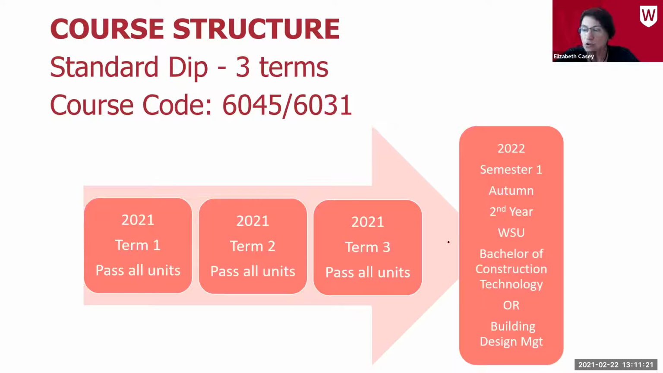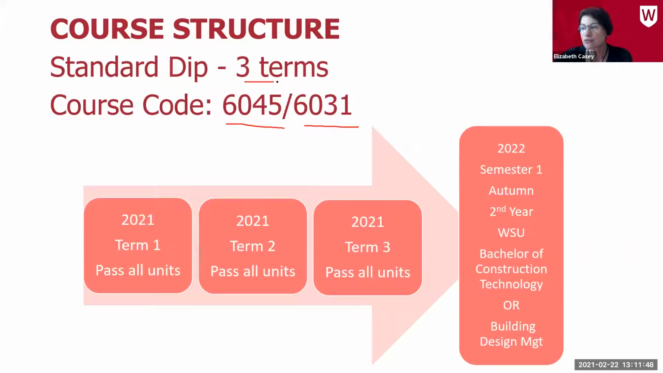Now, if you are in course 6045, you are in a course called the Diploma of Construction Technology, Bachelor of Construction Technology. And if you are in 6031, so remember I talked about these course codes, you might want to even have a look at your offer and check it out. So we're looking at these course codes. So 6031 is the Bachelor of Building Design Management, okay?